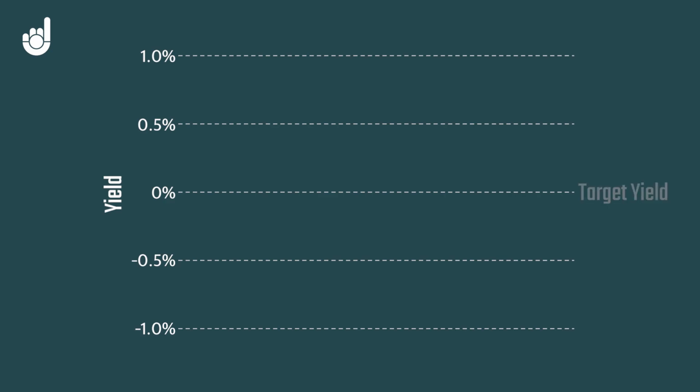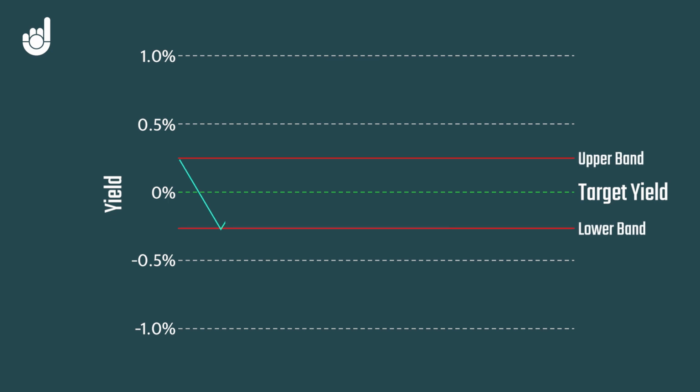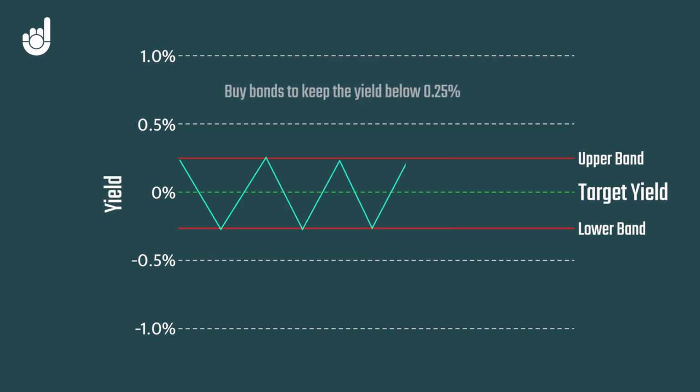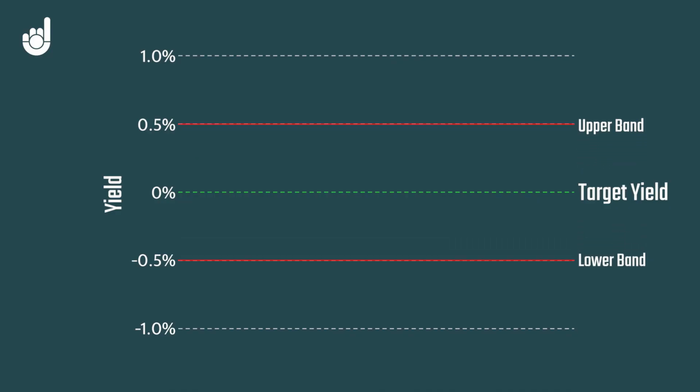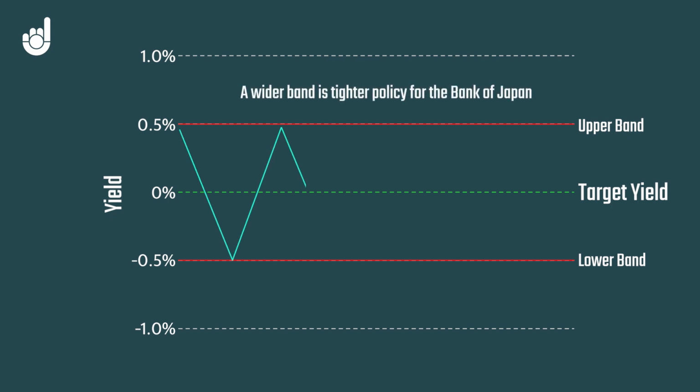So let's say they have a target of 0% yields on 10-year government debt. If they have a band of 25 basis points, it means they will allow the yield to fluctuate between 0.25% and minus 0.25%. If the yield hits 0.25%, their money printer will kick in and they'll load up on more bonds to drive it back down again. That example represents a fairly tight band of just 25 basis points, but a wider band could be 50 basis points. And a wider limit is seen as being more on the tightening side because it shows that the central bank is willing to let bond yields run higher, so they don't need to buy as many bonds.